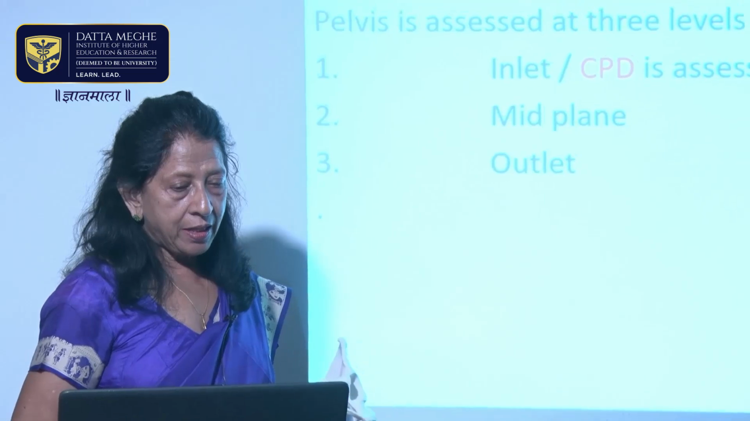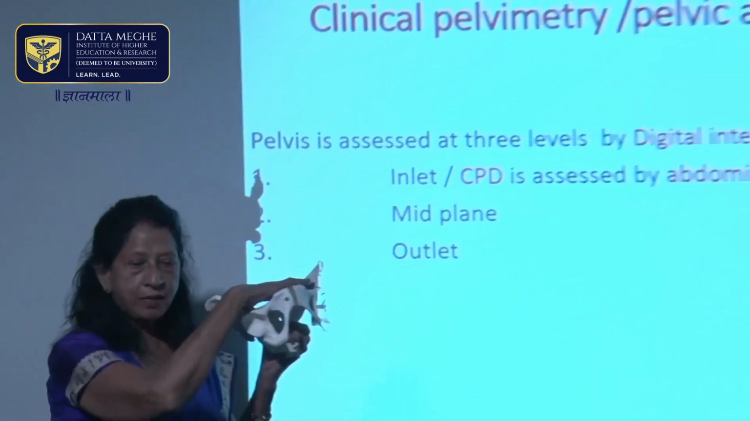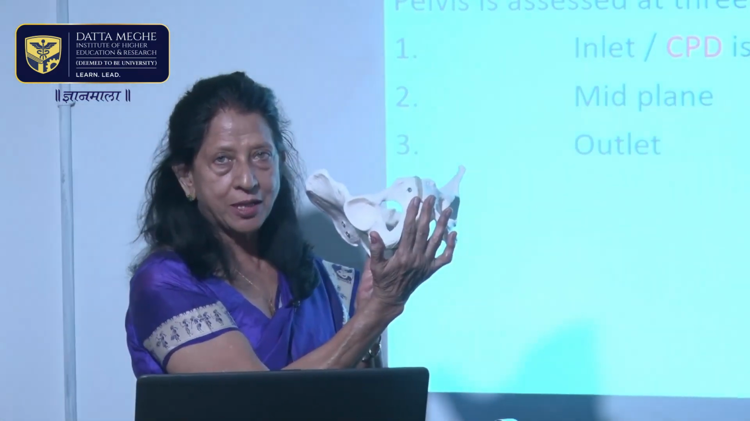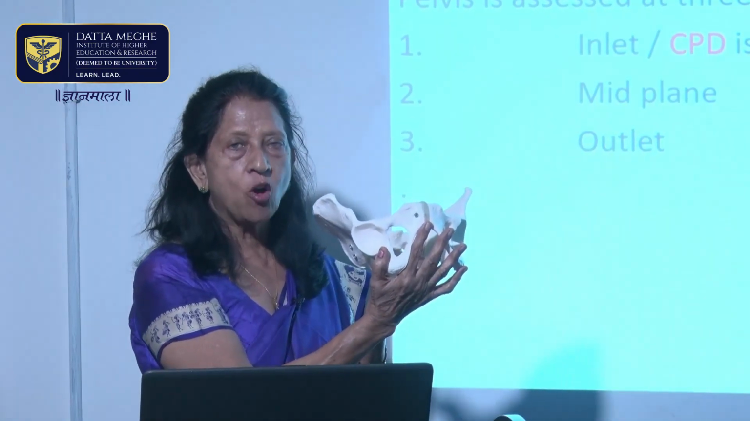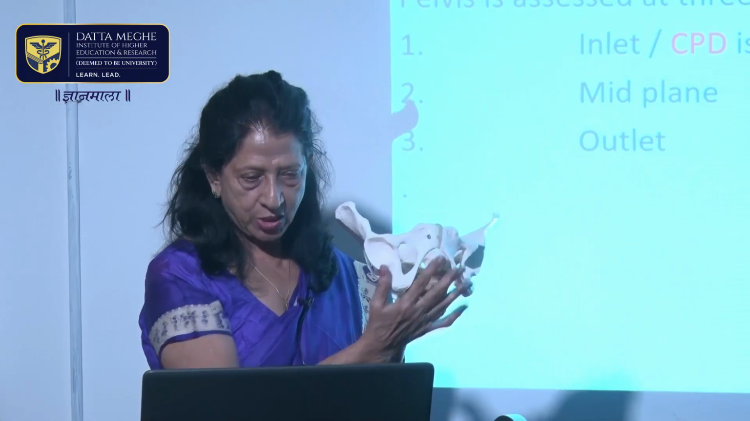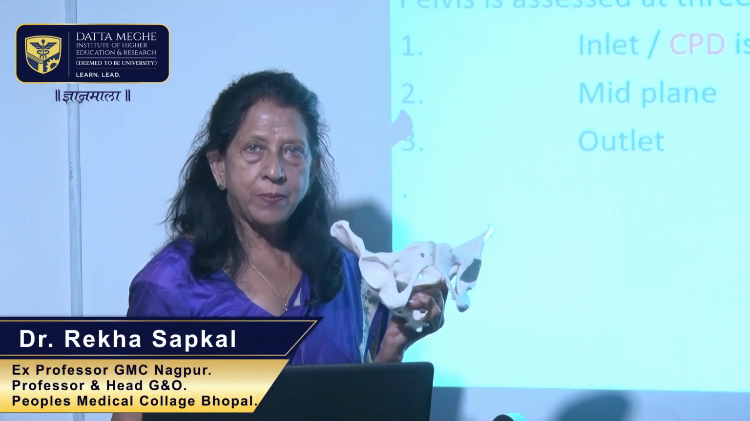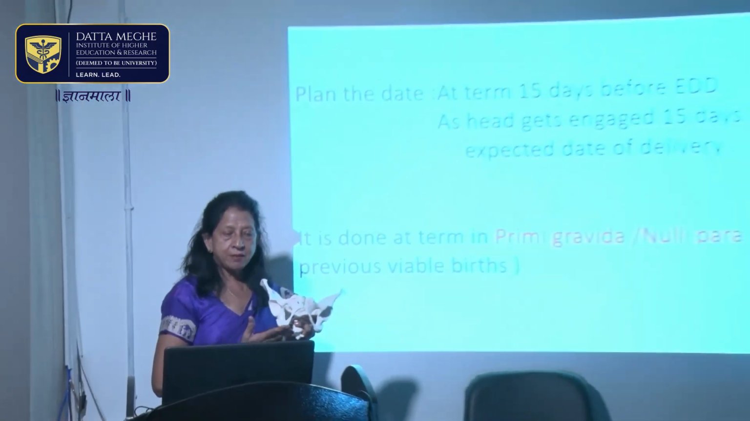Clinical pelvimetry includes assessment of the pelvis at 3 levels: inlet, mid-plane and outlet. This one is the outlet, the anatomical outlet I am talking of. So, this bony pelvis is assessed clinically, by per vaginal examination. It is assessed at 3 levels: inlet, mid-plane and outlet. Okay. When to assess the pelvis?